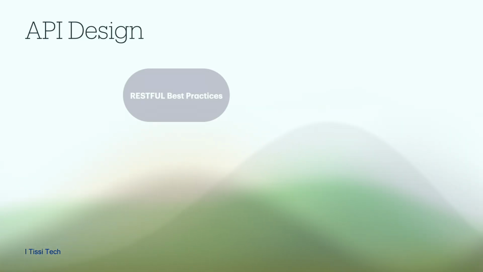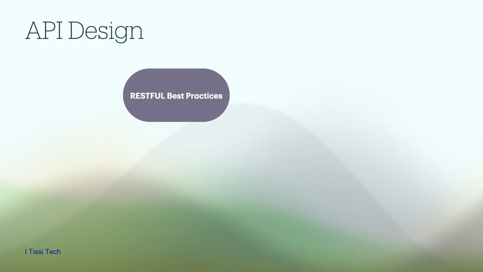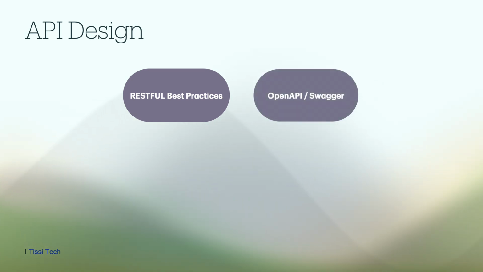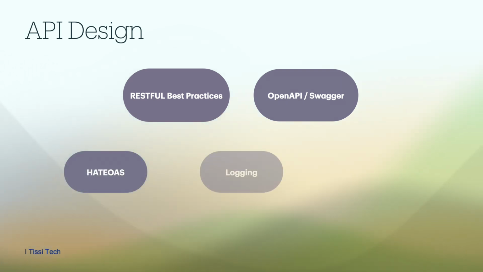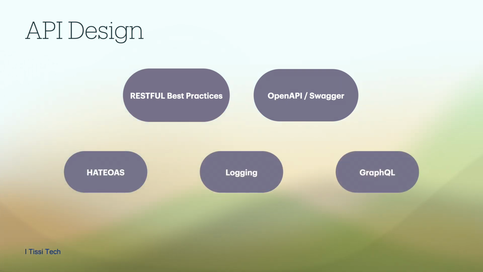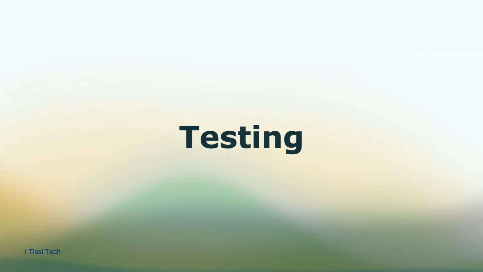When it comes to API design, you'll want to follow RESTful best practices. Tools like OpenAPI or Swagger can help you design and document your APIs effectively, and many others. Testing is another critical part of the development process.